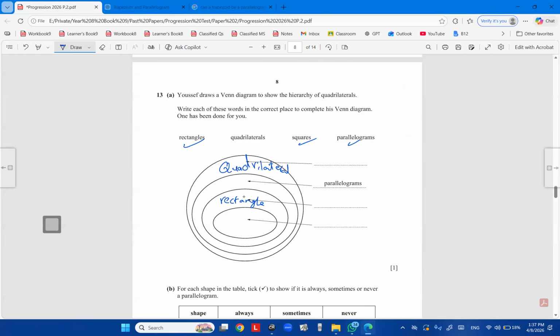Because all rectangles are parallelograms and are quadrilaterals. But not all rectangles are squares, because a square has all the sides equal, right? But any square can be called a rectangle, yes. Any square is a rectangle, any rectangle is a parallelogram, any parallelogram is a quadrilateral. Yes, this is true.